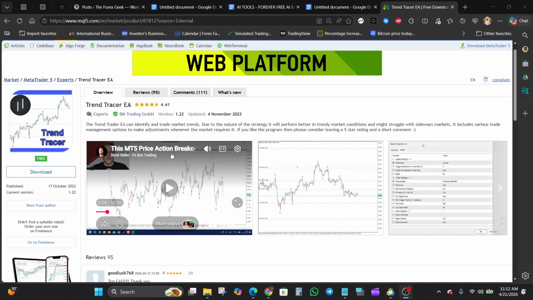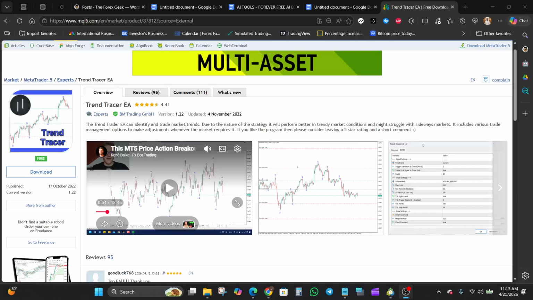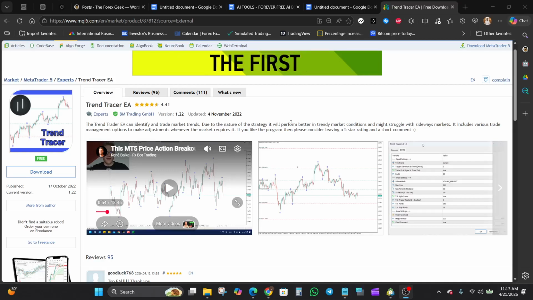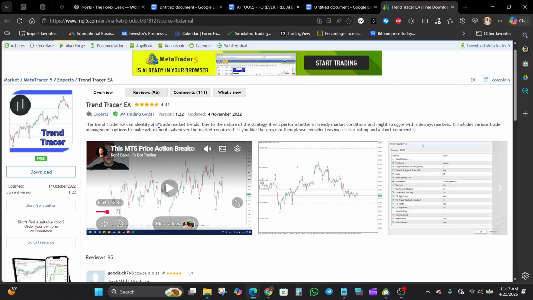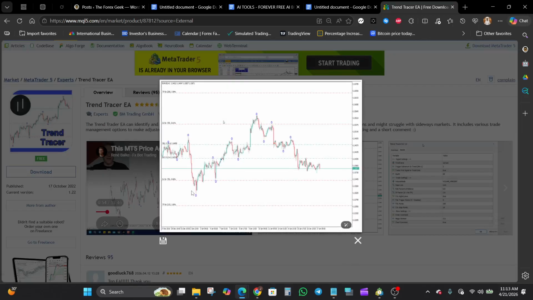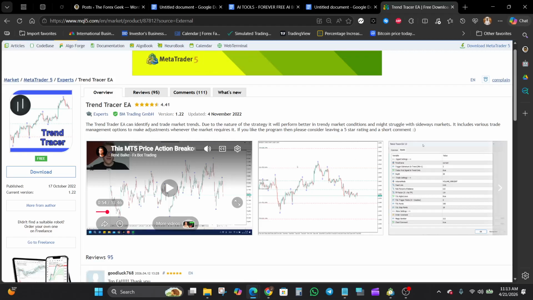So right here on the MQL5 marketplace, we can see that the Trend Tracer EA is positioned as a fully automated trend trading system, and the core idea is pretty straightforward. You can see it trades based on trends, right? It tries to identify market structure using highs and lows. We can even see some images here already telling us how the EA functions, right? But we are still going to be testing it using our strategy tester.